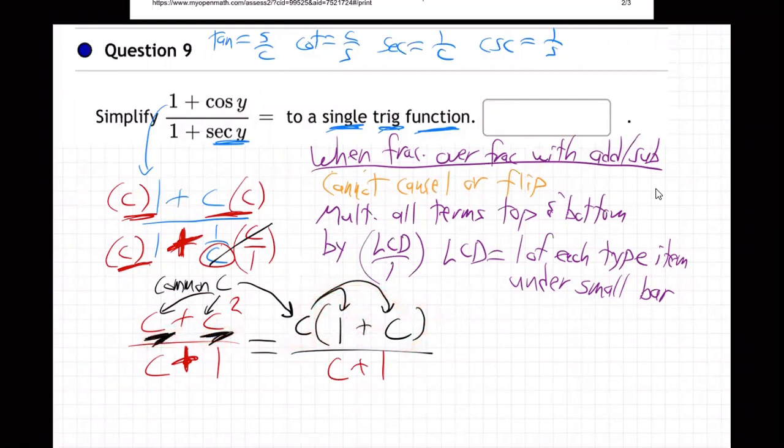Okay, so now what happens? Those are the same thing. The order doesn't matter, right? Just like with numbers, 1 plus 2 is 3, just like 2 plus 1 is 3. It doesn't matter. 1 plus c, c plus 1, they're gone. All we're left with is c. We're done. This is cosine, and I had y on mine. Cosine of y. Done.